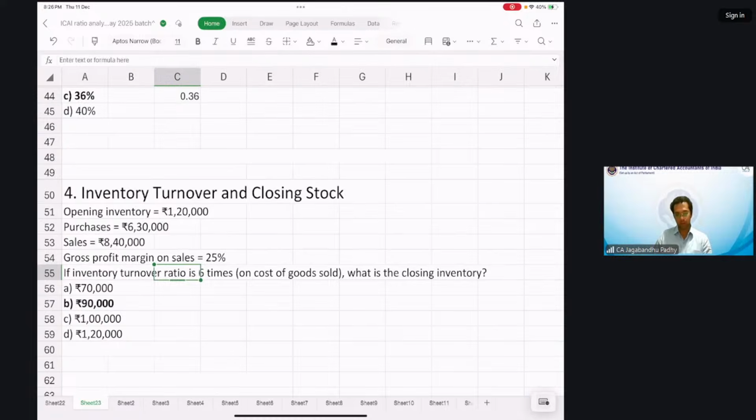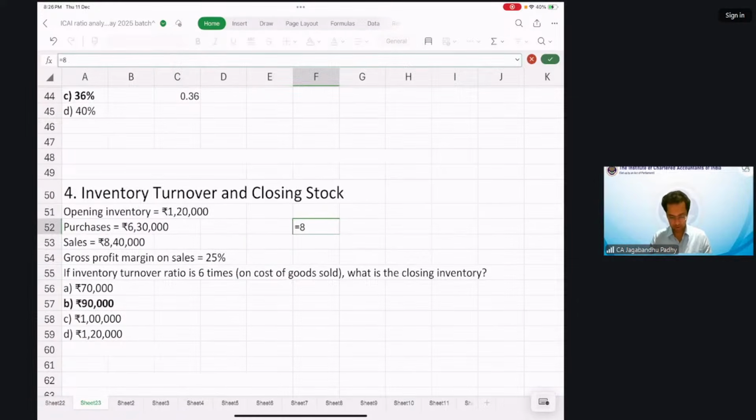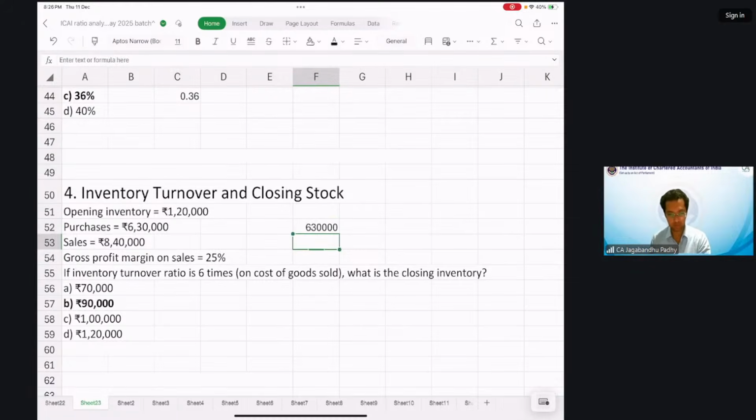So we can get the cost of goods sold first. Cost of goods sold will be 8,40,000 into 75%. That's 6,30,000. And this divided by 6 will give you the average inventory. So average inventory is 1,05,000. This means if your opening inventory is 1,20,000 and average is 1,05,000, obviously closing has to be the 90,000 figure.